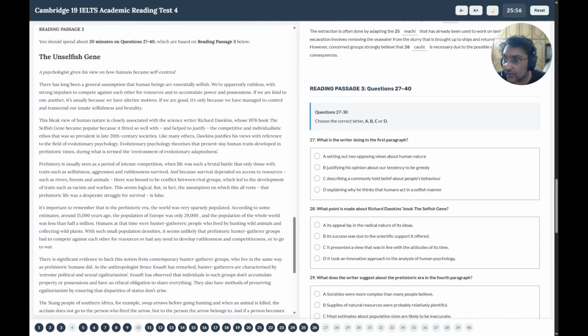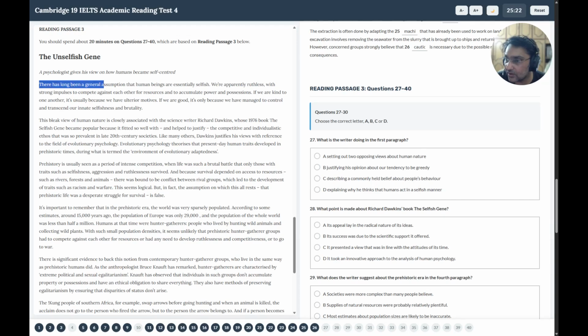Psychologist gives his view on how humans became self-centered. Okay, what is the writer doing in the first paragraph? Now, you go straight to the paragraph where the question is being asked. And let's try to first read the questions, the options that we have, and then study the passage. A, setting out two opposing views about human nature. B, justifying his opinion about our tendency to be greedy. C, describing a commonly held belief about people's behavior. D, explaining why he thinks that humans act in a selfish manner.